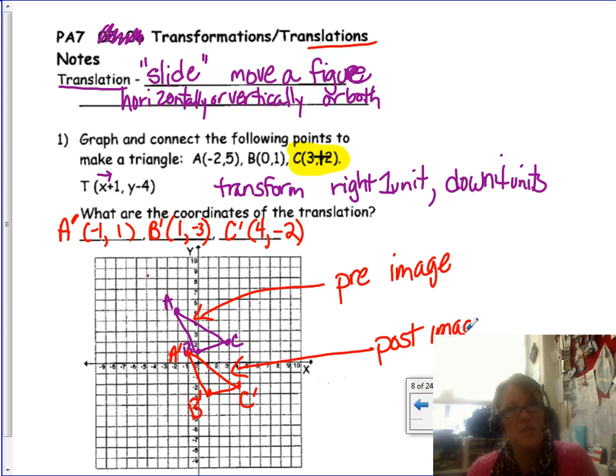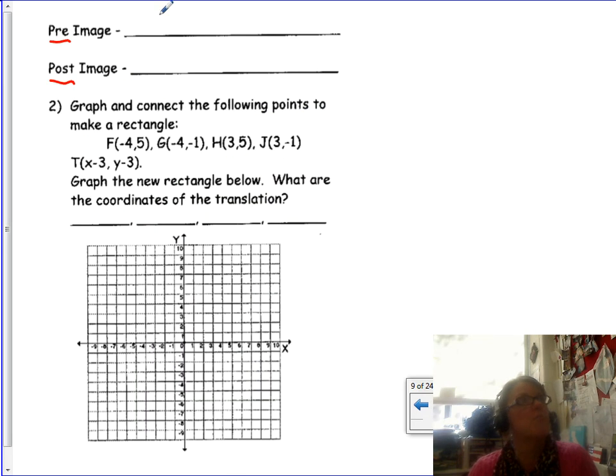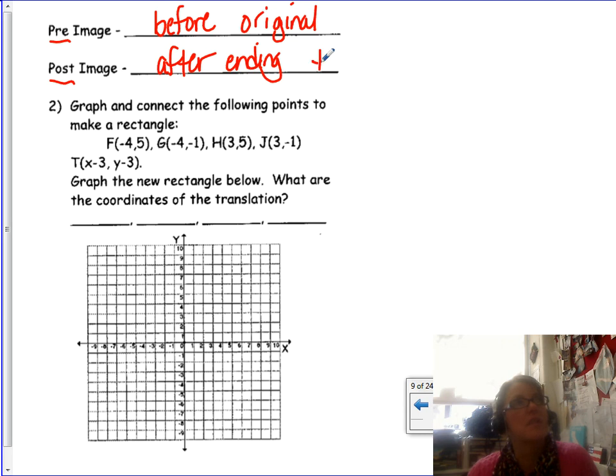Aha, so do you see what that means? The prefixes help you out a lot with pre and post. This is the before, or your original point, and this is the after, or the ending figure, and this is after the transformation. This applies to any kind of transformation. Okay, so the before and the after, pre and post.